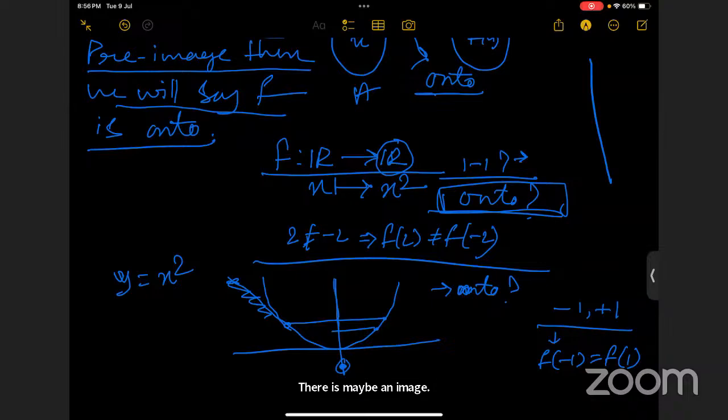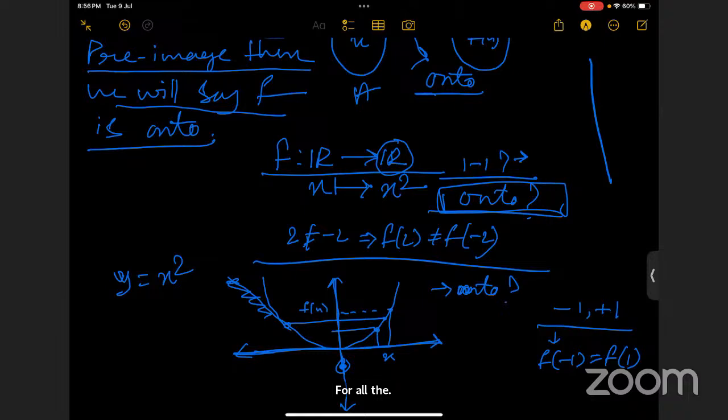Real line means this whole line, right? No, vertical line, ma'am. From any point of this graph, if we draw a vertical line to the x-axis, then all of them will have an image, right? Yes.